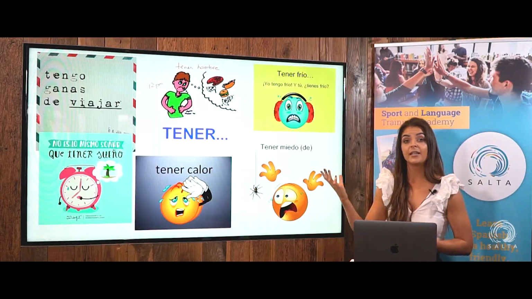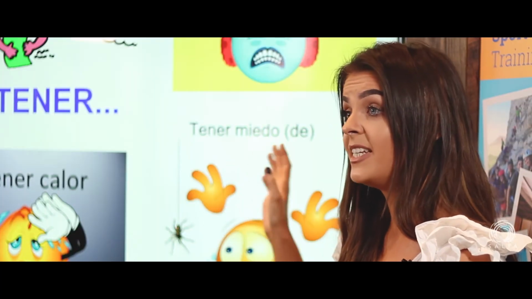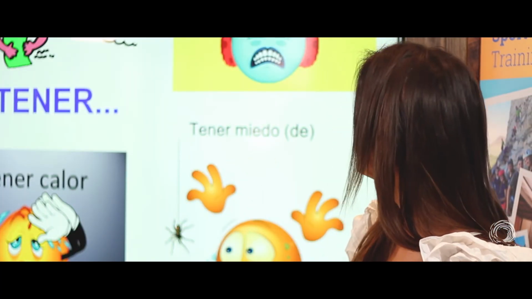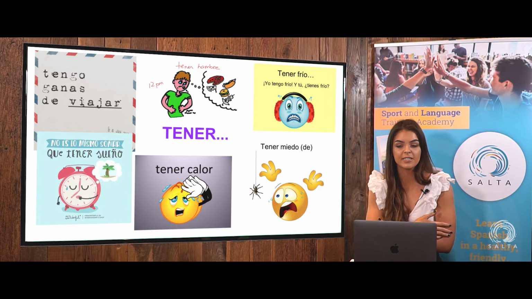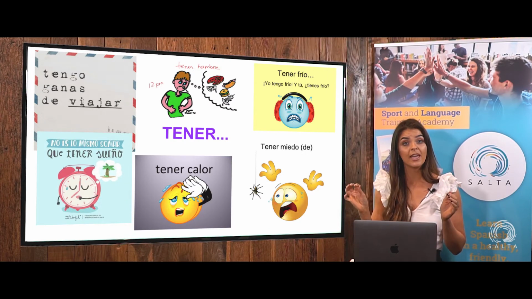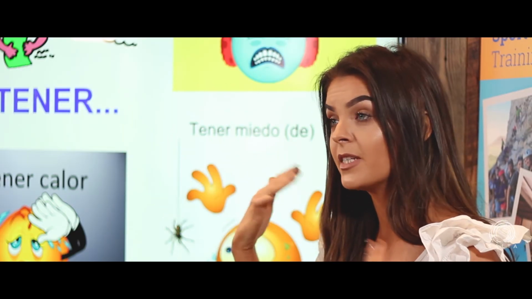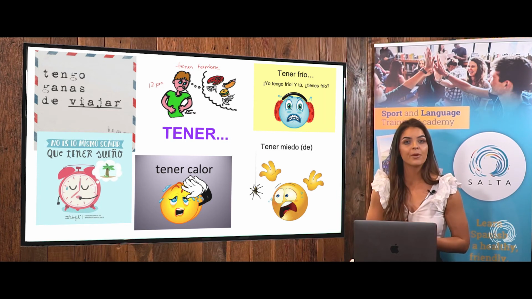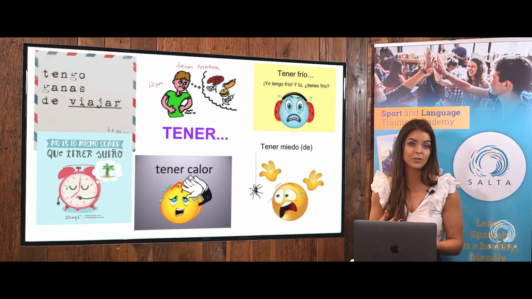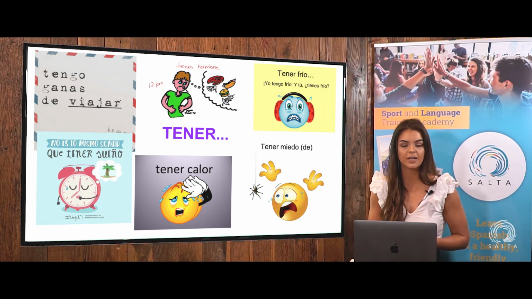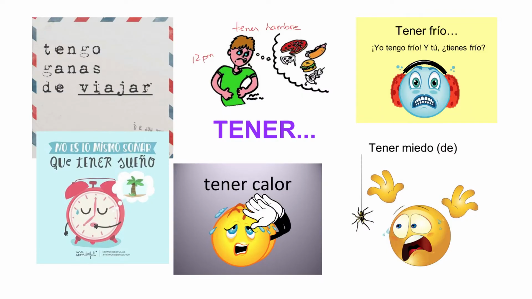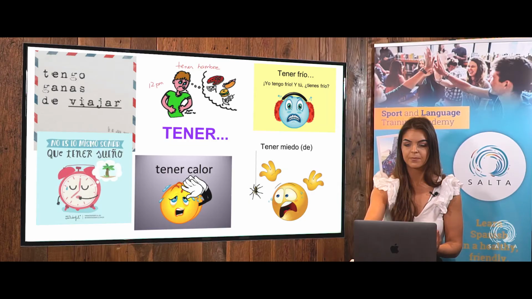Now, this is what I was saying. These are going to be on your notes as well, but to give you an idea of the expressions that tener is used with, we have tener frío, I'm freezing, to be cold. Tener miedo de, I'm scared of. Tengo calor, like me under these lights at the moment, I'm a bit warm. Tengo hambre, when you have last class before lunch and you're sitting in the classroom and you're starving, you're hungry. Tengo ganas de viajar, I want to go traveling. And then, no es lo mismo soñar que tener sueño. Tener sueño, you are tired, you're sleepy.